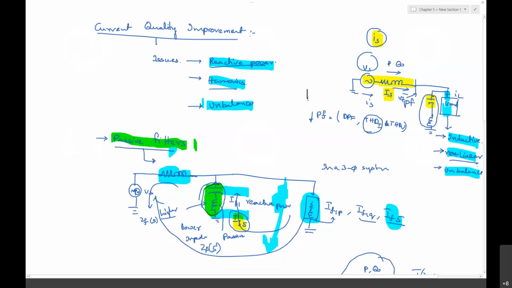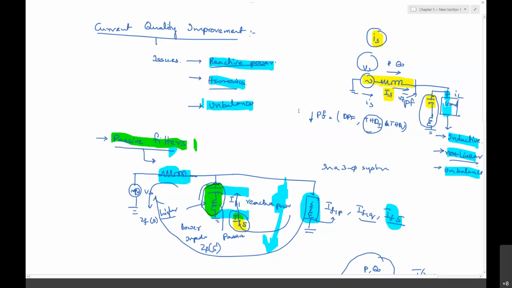In the last class we have been discussing current quality improvement by using passive filters. It was not a very in-depth discussion. I gave just an introduction on how the passive filter is used to attenuate the harmonics, and the disadvantages and limitations of passive filters have also been mentioned.